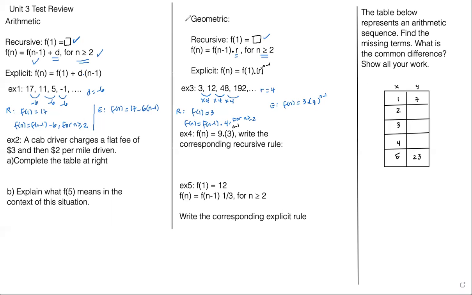A cab driver charges a flat fee of $3, and then $2 per mile driven. Complete the table. I did not put a table, I'll put it here. Let's say on the table of values, this will be given to you. Let's say n and f of n.